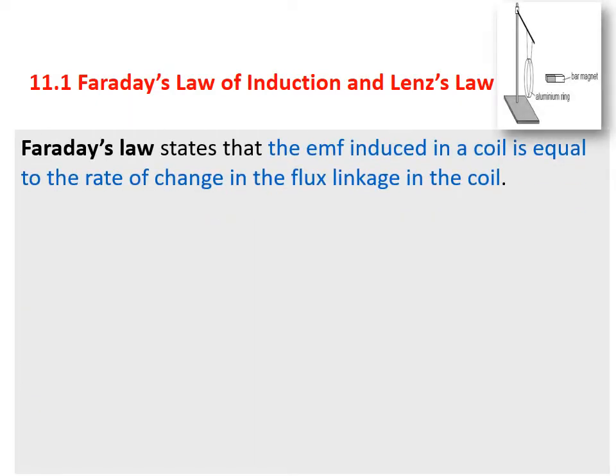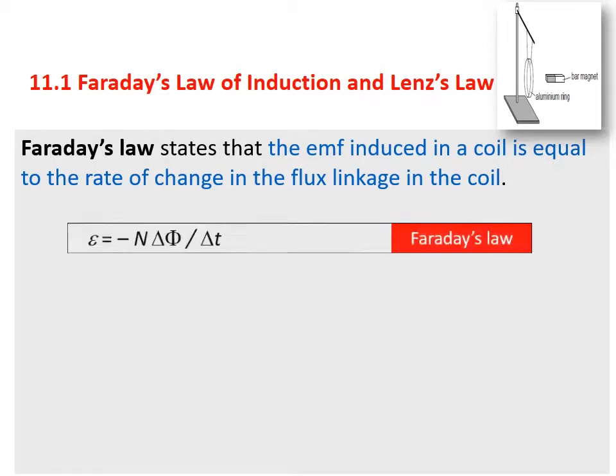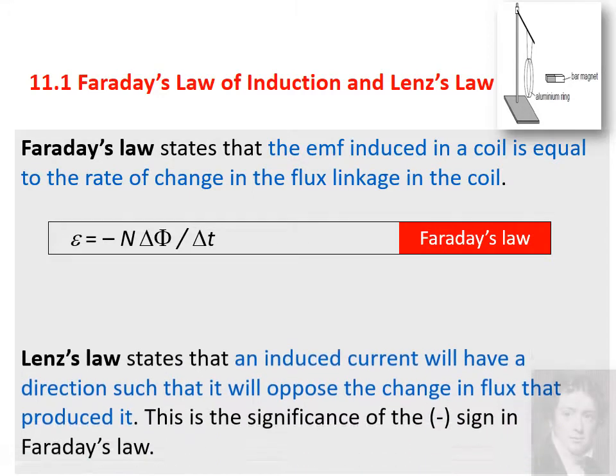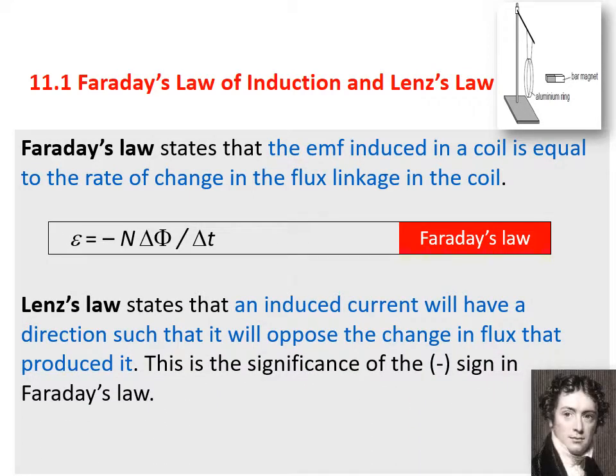Faraday's law states that the EMF induced in a coil is equal to the rate of change in the flux linkage in the coil. So we have the equation, epsilon equals negative N, delta phi over delta t. Lenz's law states that an induced current will have a direction such that it will oppose the change in flux that produced it. This is Lenz's contribution to Faraday's law, that negative sign. So whatever EMF is induced in the coils, it is induced to cause the coil to resist a change in the flux.